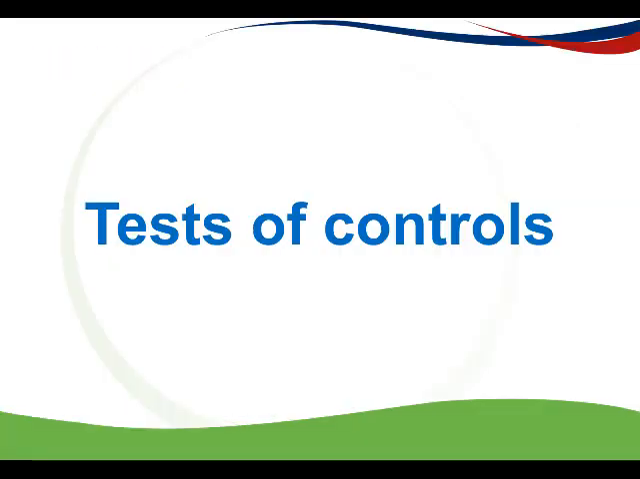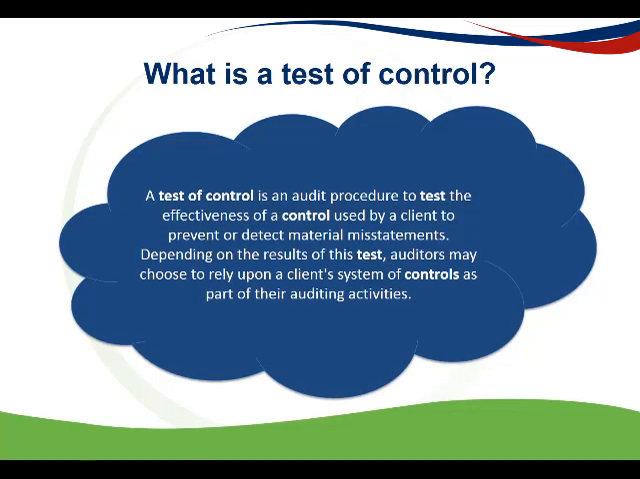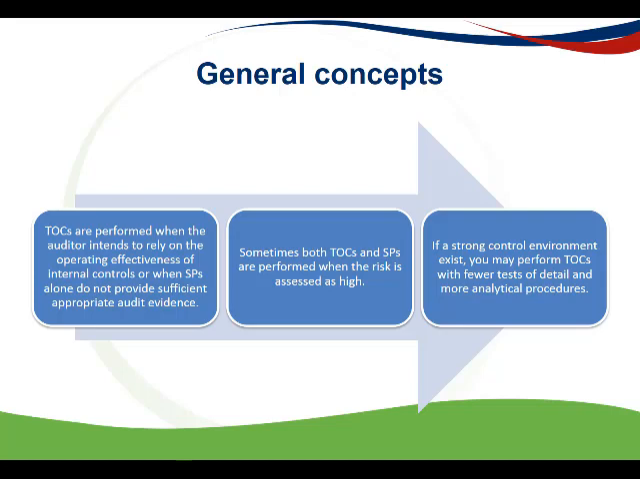Today we will be focusing on tests of controls. What is a test of control? A test of control is an audit procedure to test the effectiveness of a control that's implemented by management to prevent or detect material misstatements. Tests of controls are performed when the auditor intends to rely on the operating effectiveness of internal controls, or when substantive procedures alone do not provide sufficient appropriate audit evidence.